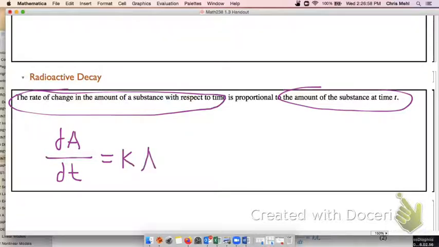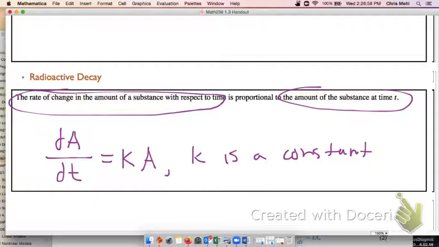Now you can write A, or you can write A of t here, and again, this is where k is a constant. Okay, and this is probably a better model than the population model.